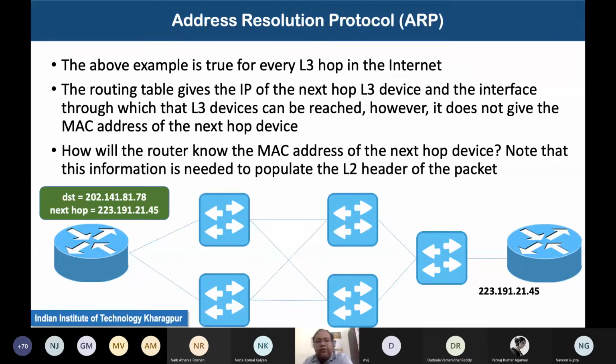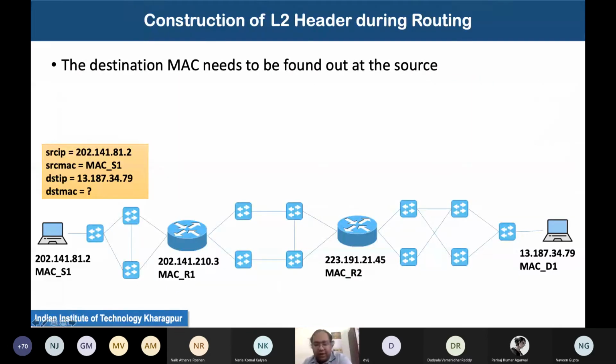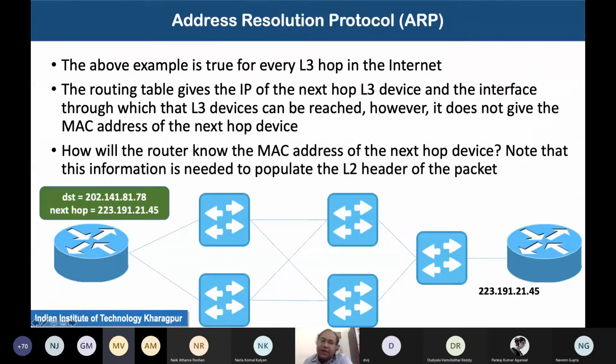And the layer 2 switches also form a kind of mesh topology among themselves, and that way, whenever I am forwarding a packet, I need to forward it from one layer 3 hop to the next layer 2 hop, and from that next layer 2 hop to further. Well, so the question comes: how will the router know the MAC address of the next hop device? Because in layer 2, if I want to forward a packet, I need these MAC addresses.